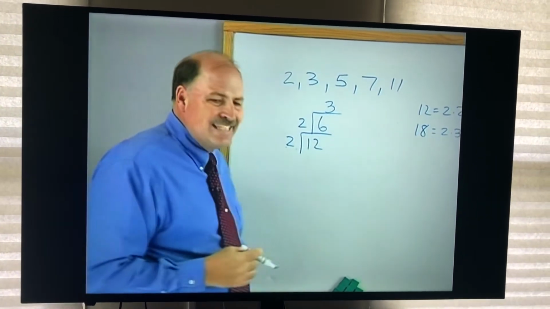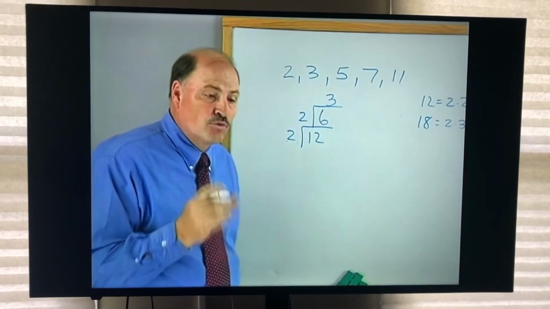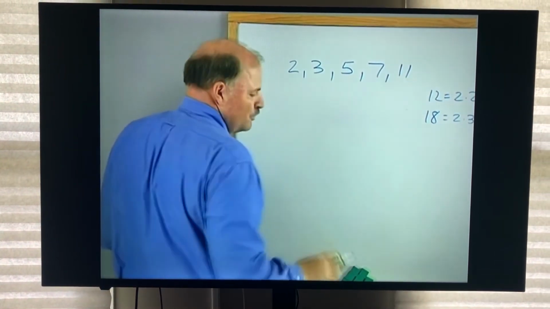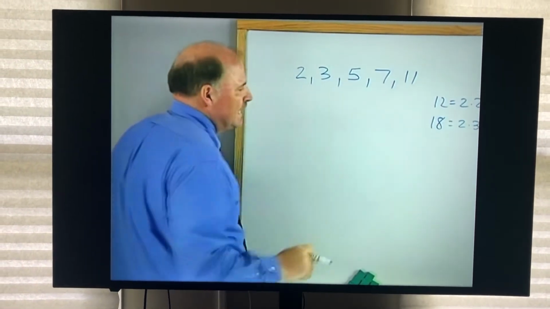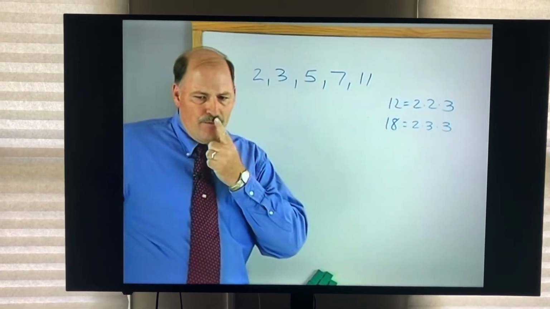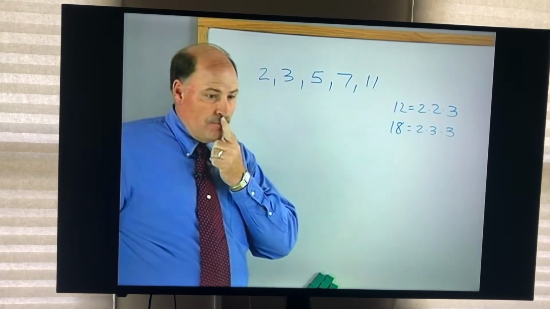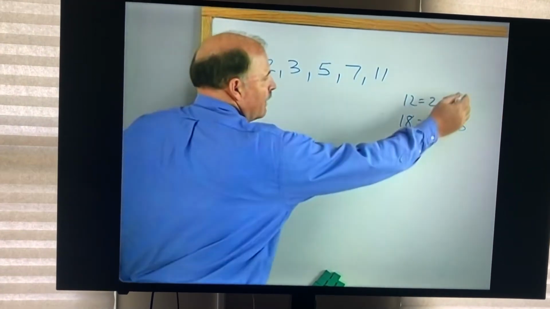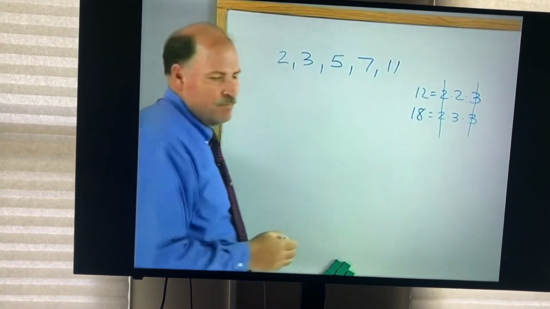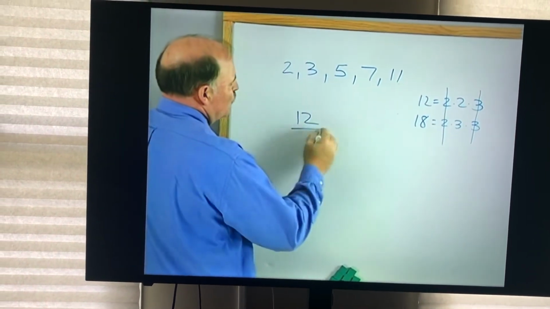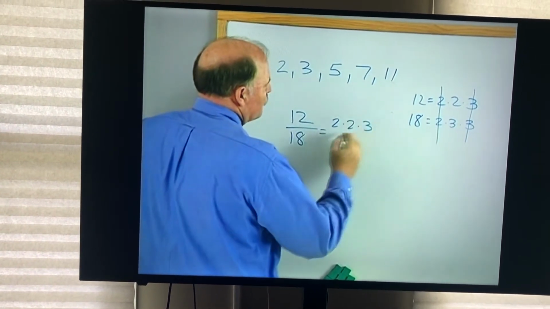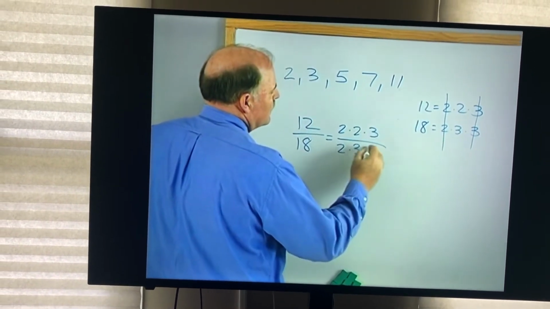All right, now the reason that you're doing this is, again, so you can reduce or decrease a fraction. So if you had 2 denominators, one was 12 and one was 18, what could we divide out of both of them? They both have a 3 in them, right? They both have a 2 in them. So if we had this fraction, 12/18, which is the same as 2 times 2 times 3, and this is the same as 2 times 3 times 3.